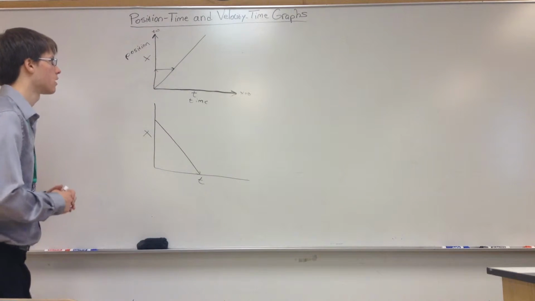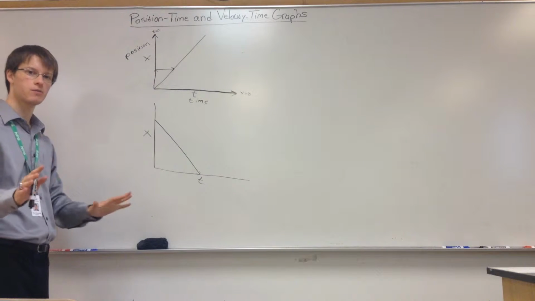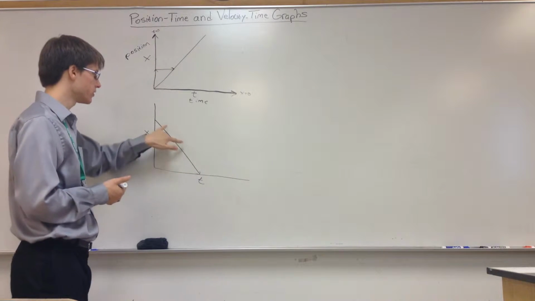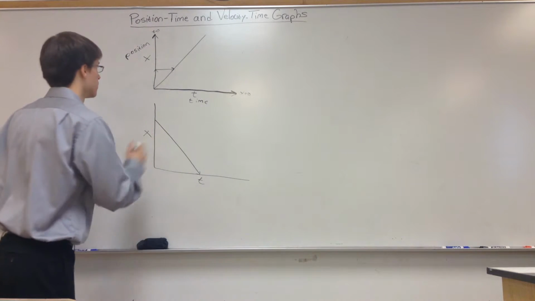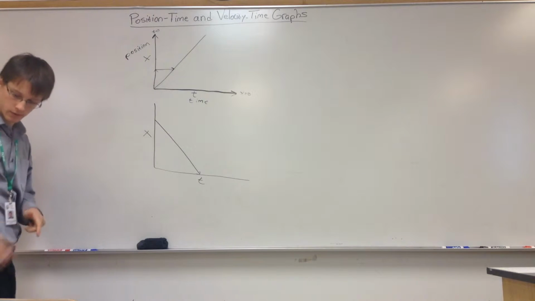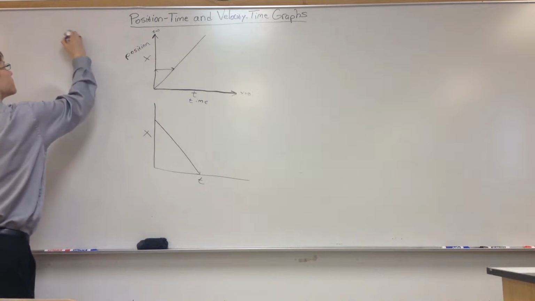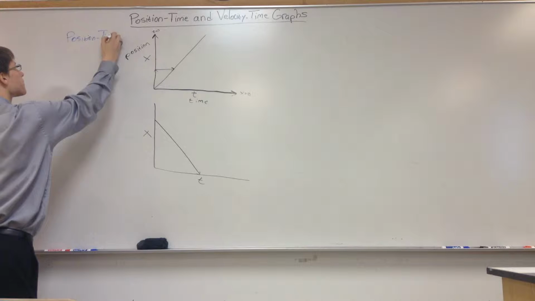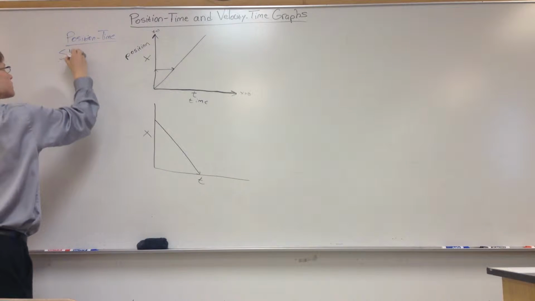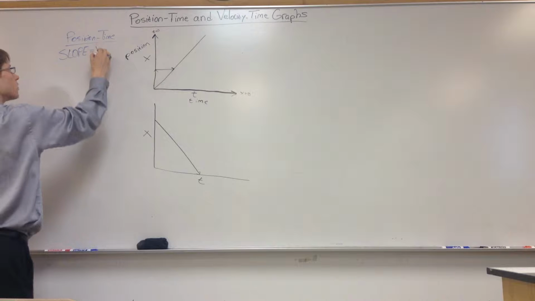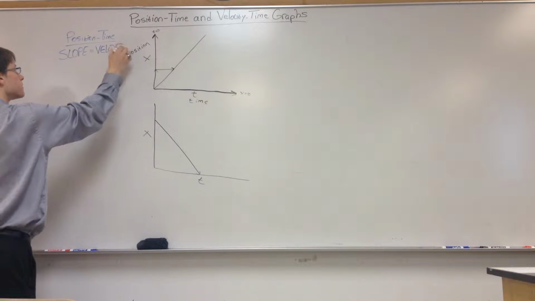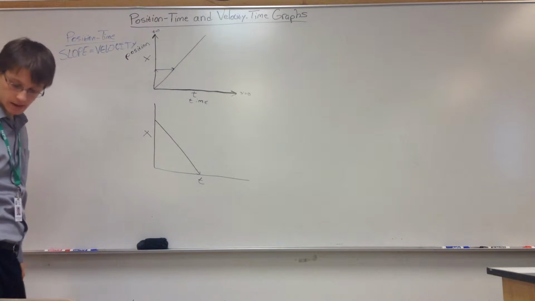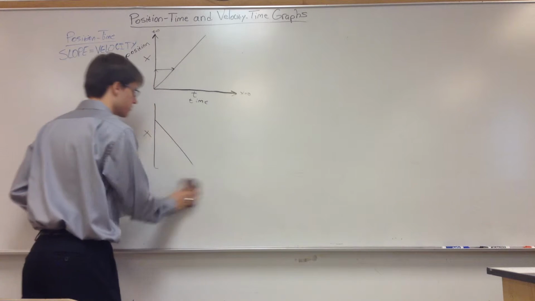So these two graphs are most straightforward, still no acceleration, we're not changing our velocity at all, and you can really see that for position time graphs, the slope represents your velocity. So I'm going to write that over here. For position time graphs, slope equals velocity. Alright. And that's going to become very handy as we continue looking at some of these graphs.